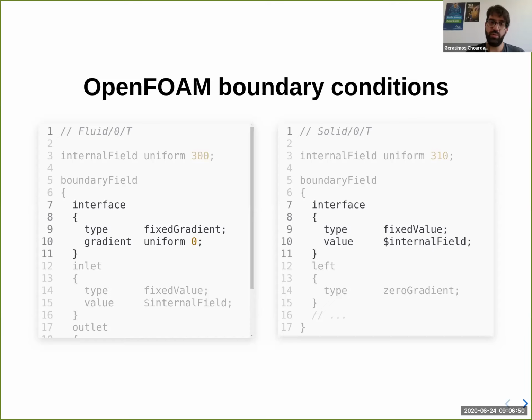Remember that in the fluid, we are reading heat flux. This means that preCICE needs to set the gradient of the temperature. Therefore, we need to select that this is of type fixed gradient, otherwise we will not be able to assign values to it. And then we give an arbitrary value which will be overwritten. Similarly, for the solid, remember that we are reading temperature, so we need to set that this is a fixed value, and again we set an arbitrary value.